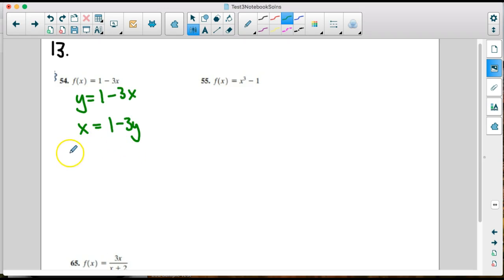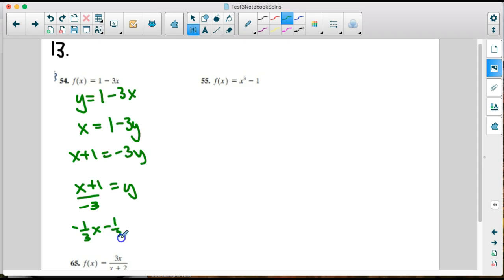So we're going to add 1 to both sides. And we're then going to divide by -3 to get y. Well, that's the inverse function right here. So we can write that as -1/3 x minus 1/3 equals y, or we want to write it in inverse function notation. The inverse of x equals -1/3 x minus 1/3, or you could leave it as x plus 1 over -3.